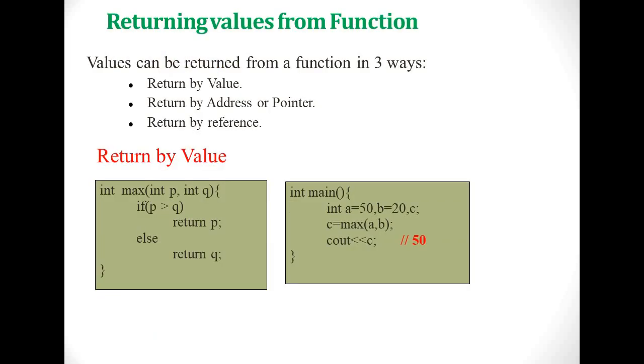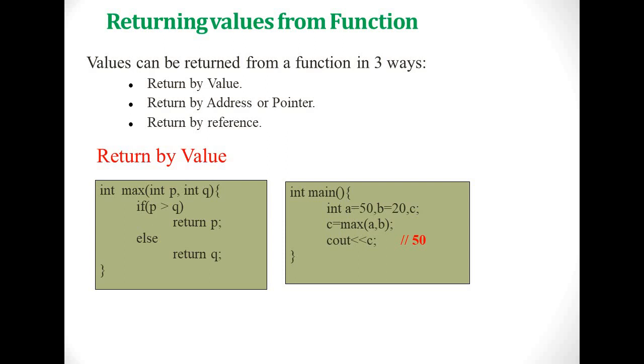Just next, returning values from the function. How will values be returned? We passed with three methods, and in the same way we are returning with three methods: return by value, return by address or pointer, and return by reference. The first one is return by value.